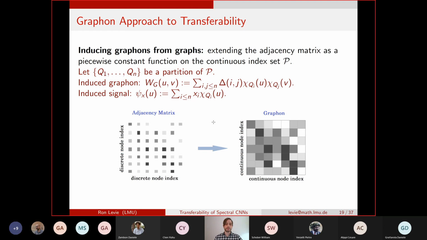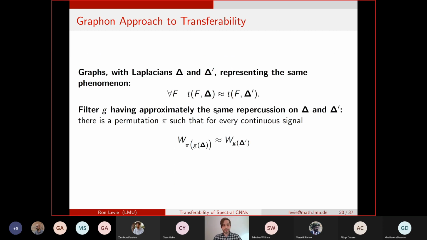And we can do the same thing for signals. We take the discrete signal and extend it as a piecewise constant function over the continuous index set, and we get a signal defined over the continuous set of indices of the graphon. Okay, so now we are ready to go back to the paradigm of how to approach transferability. We need to define what we mean by two graphs representing the same phenomenon, and what we mean by a filter having approximately the same repercussion on two graphs.